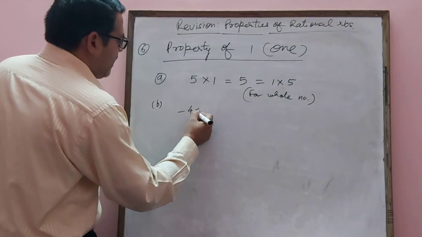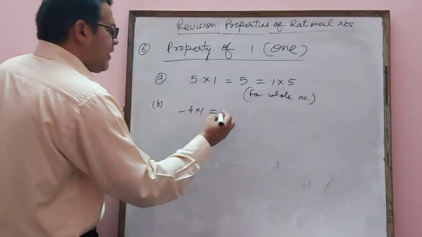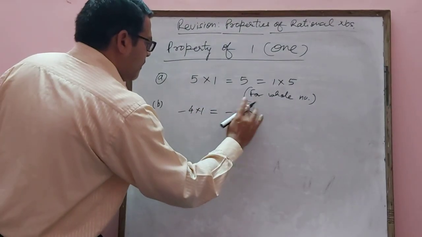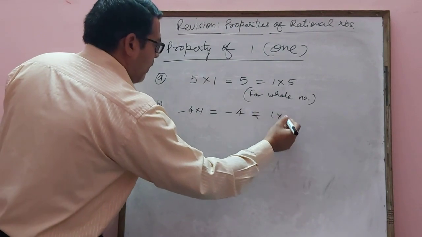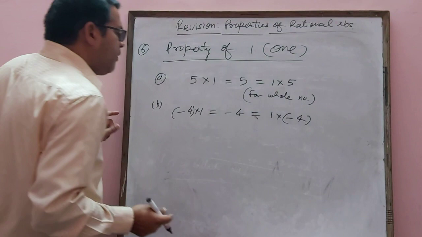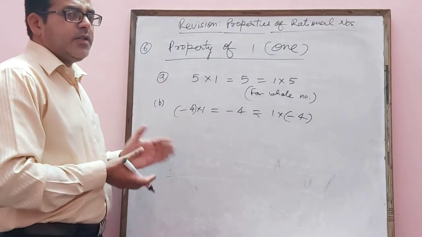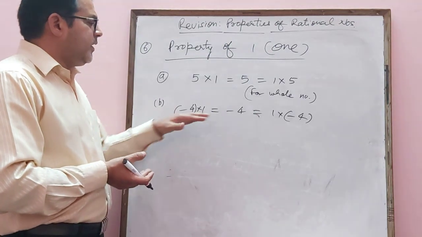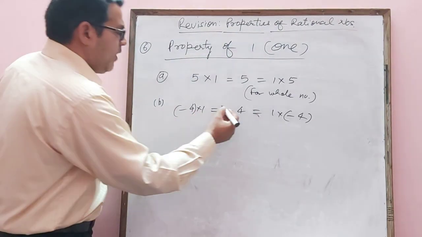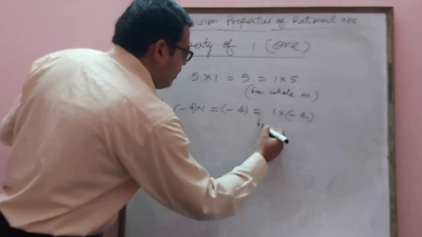Now I am taking one integer here. This is the negative integer -4. What do we have here? It means if we multiply any integer, it doesn't matter if it is positive or negative, the result is again unaffected. We have -4 only, right? So this is for integers.